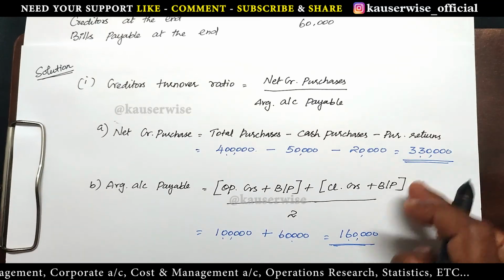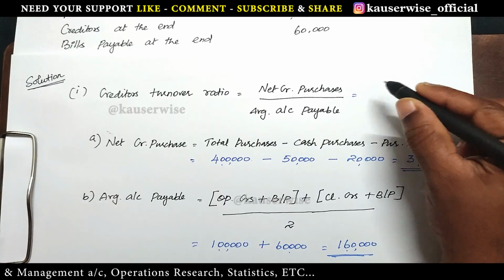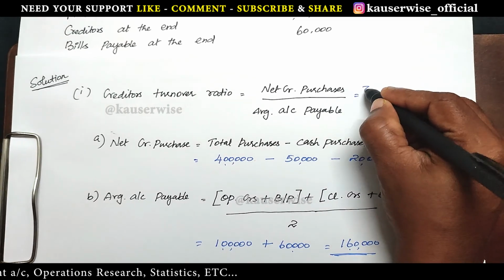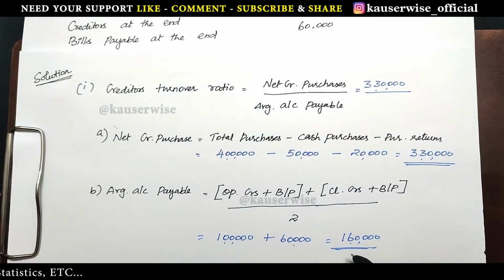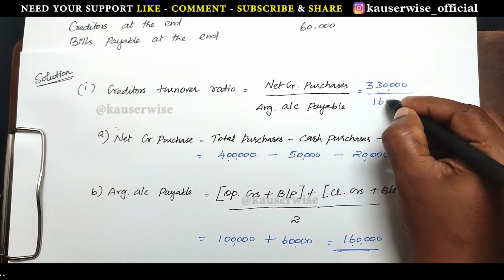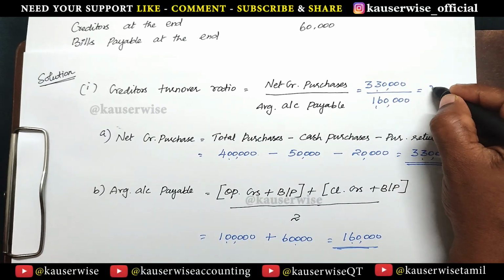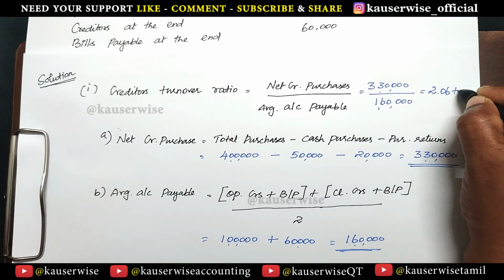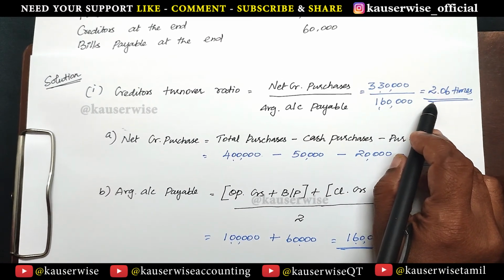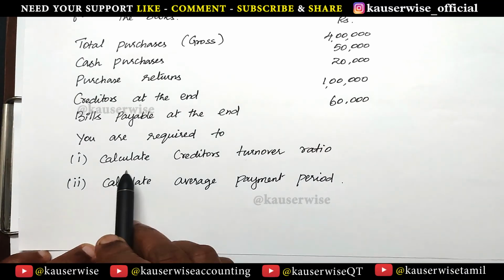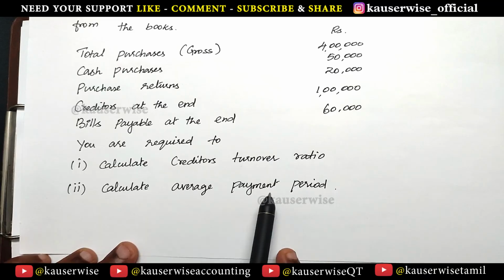Now substitute these two values in the formula to find out creditors turnover ratio. So net credit purchases 3,30,000 divided by average accounts payable 1,60,000. What is the answer? 2.06 times. So this is creditors turnover ratio. Now see the problem. We have calculated creditors turnover ratio. Now we are going to calculate average payment period.